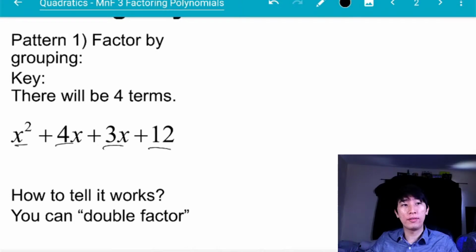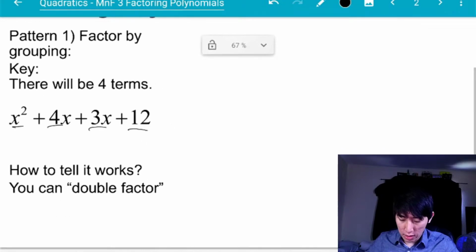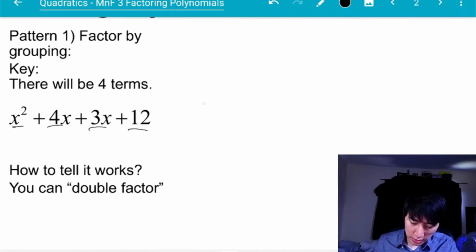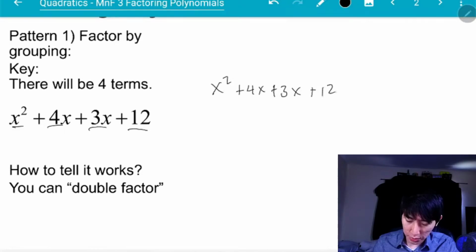Now, how can you tell if it works? You're allowed to double factor. That's our sanity check. If you watched my AC video, you know what I'm talking about. If not, we're going to show you how to do that right now. So let's look at this really quickly. Here's the basic idea. We have x squared plus 4x plus 3x plus 12.